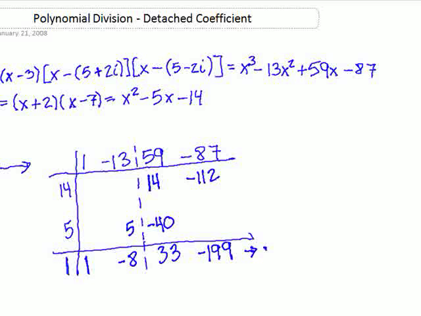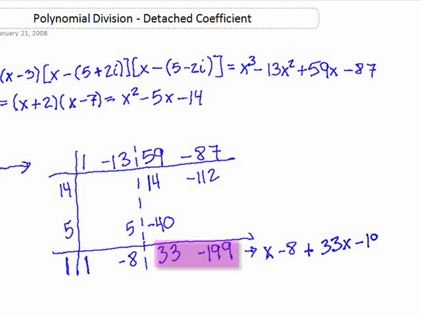Now, this means, of course, because it's 3 minus 2, that the quotient is a linear polynomial. So the quotient is x minus 8 plus remainder of 33x minus 199. You can also put that over the divisor, but that's one legitimate form. So this is the quotient here, we'll call it Q, and this is the remainder R. And again, you can put the remainder in a different form.